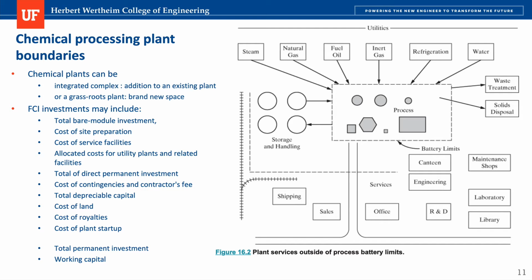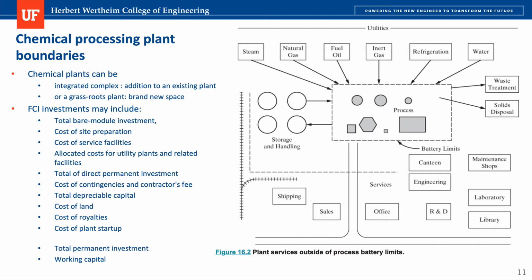Depending on how much you need to cost out, you may say that your plant, that battery limit, that process, will be part of what we call an integrated complex, which is just an addition to an existing plant. That means that the plant already has the ancillary facilities to support the process that you're designing. Or you may be designing a grassroots plant, which is just a brand new space. So you can imagine that the cost is completely different.